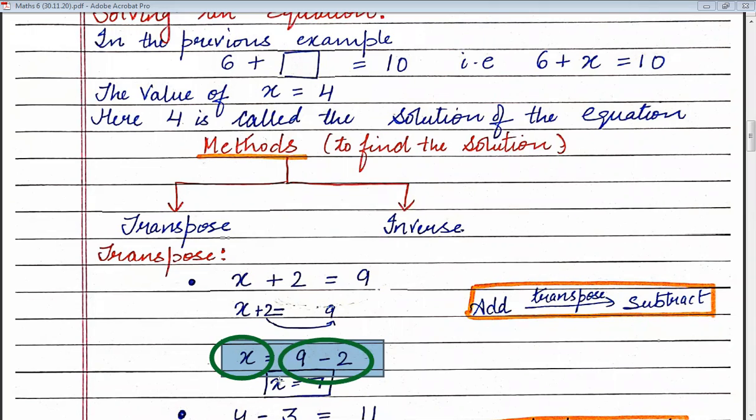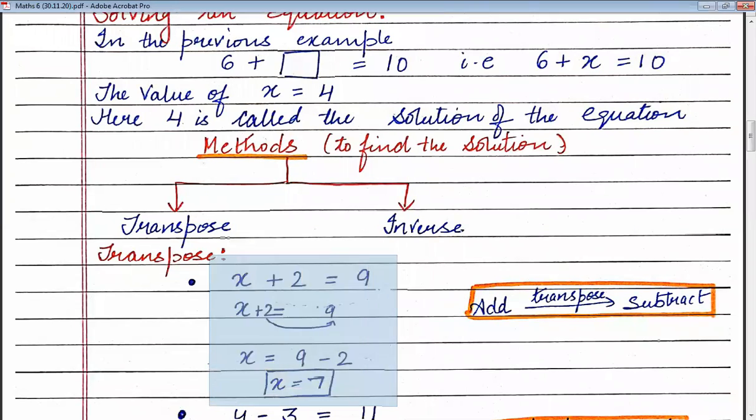And what is 9 minus 2? That is 7. So what is your final answer? It is 7. What is the value of the variable? 7. So x is equal to 7. So I hope you are clear with the first method. It is your transpose method.